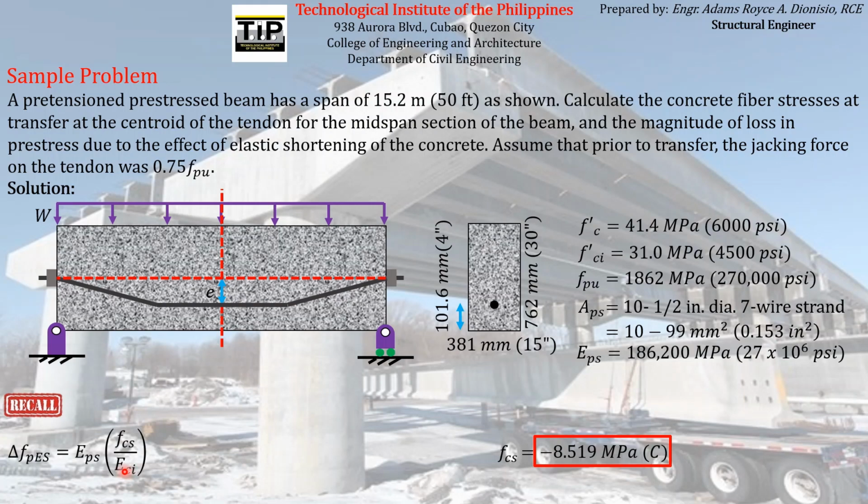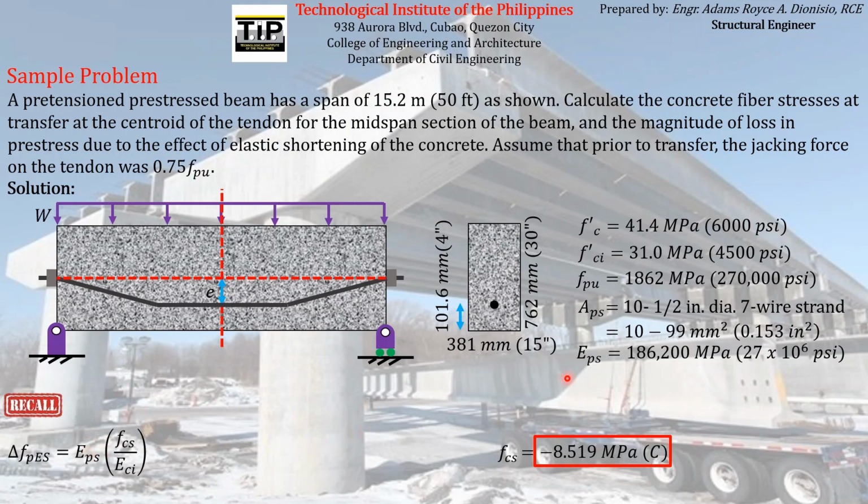So again, I will repeat: the modulus of elasticity is dependent on the compressive strength of the concrete. And since at the transfer stage, we know for a fact that the concrete is yet to attain its 28-day compressive strength, the compressive strength of the concrete at transfer is still less than the 28-day compressive strength, which is this. Since modulus of elasticity is dependent on compressive strength, we can expect that the modulus of elasticity at transfer will have a different value from the modulus of elasticity of concrete after it has attained its 28-day compressive strength.